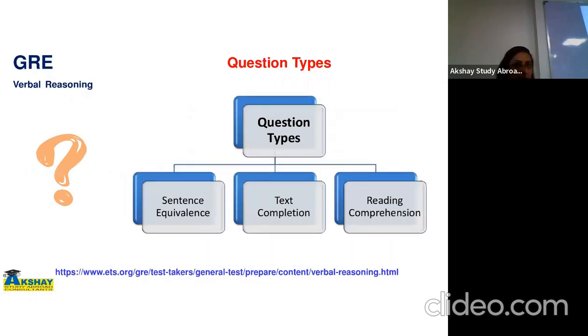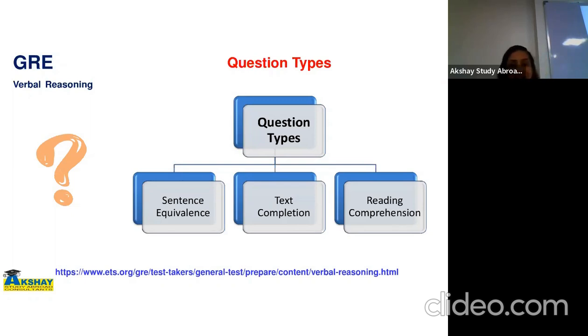You come across 3 question types, that is sentence equivalence, text completion, and reading comprehension. Sentence equivalence and text completion can be broadly categorized as fill-up type questions. You come across a sentence or text along with a blank or blanks and options. You have to choose the correct options from the corresponding column, according to what completes the logic of the given text or sentence.